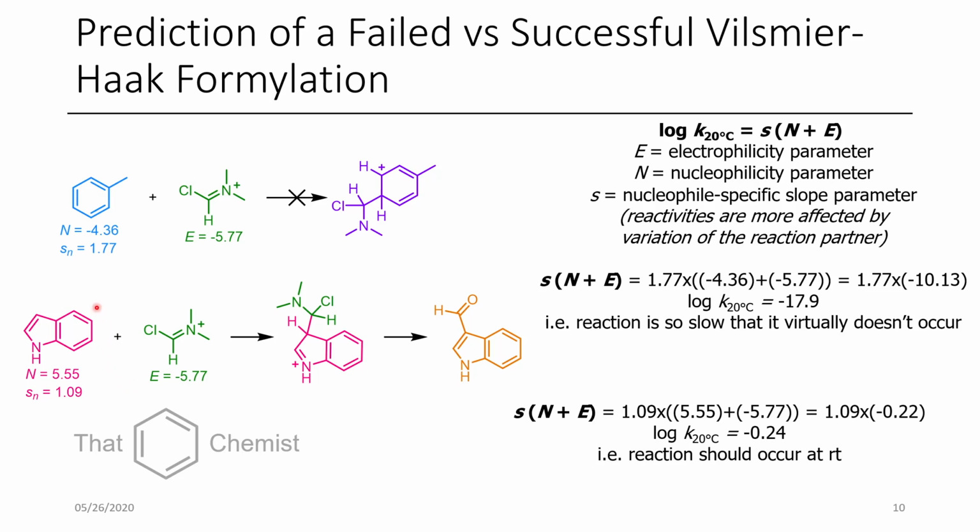However, if you take a more electron-rich arene or heteroarene like this indole, which has an N of 5.5, this will react quite well. So here you can see that the sum of these is roughly 0. If we want to be more specific, the sum will be -0.22, and then after multiplying that by the coefficient, it's -0.24. So this reaction will work great. It'll probably even happen at room temperature. We get this intermediate here, which can then undergo hydrolysis and keto-enol tautomerism to reform the aromatic indole, and the aldehyde is unmasked through this hydrolysis.